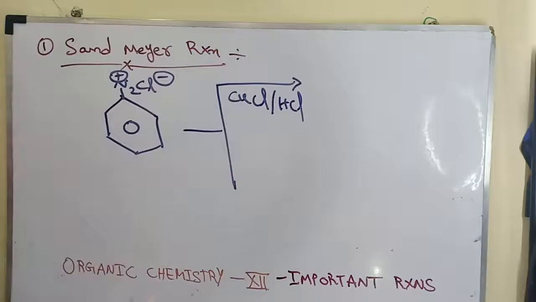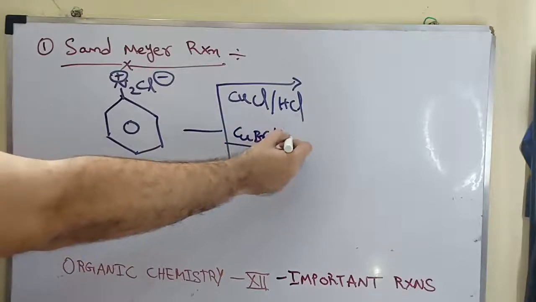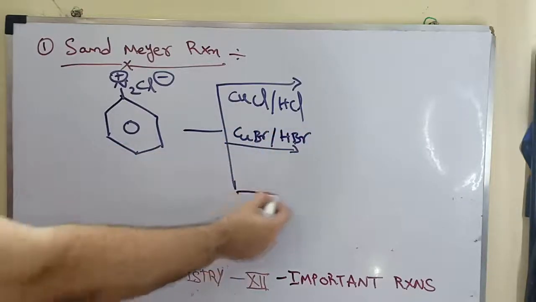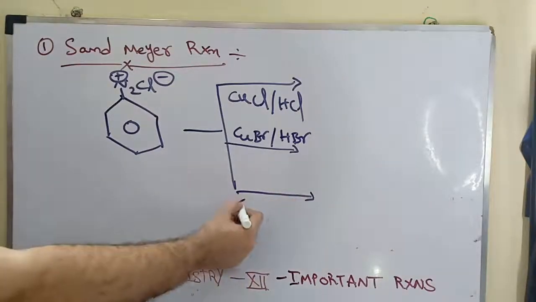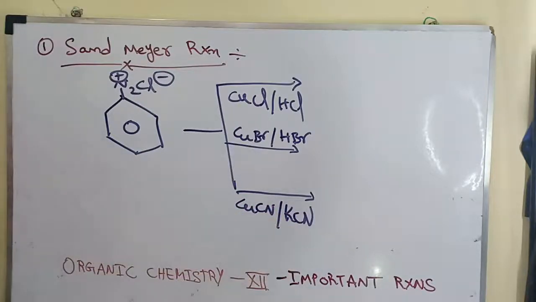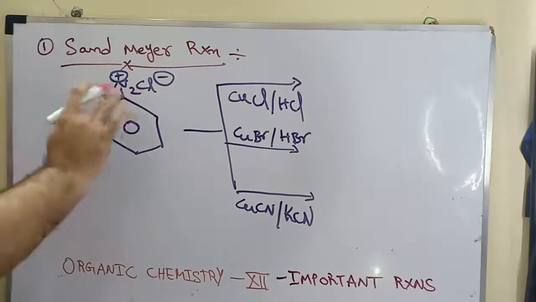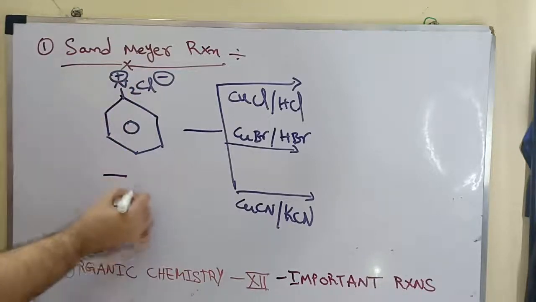CuCl/HCl, or it is treated with CuBr/HBr, or in the case it is treated with CuCN, KCN, this kind of stuff, what are the things you are going to get? So how to write this reaction? I'll tell you the technique. See, when you have benzene diazonium chloride, you think of this one simply like this.